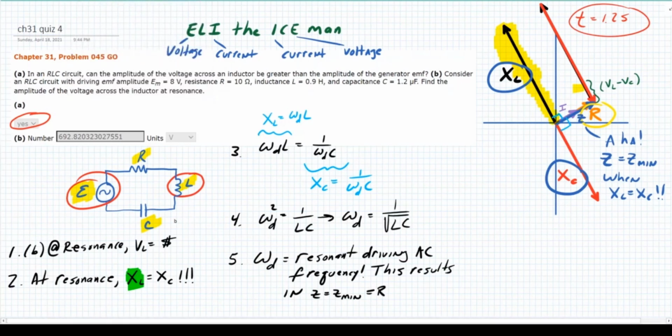Okay. Number 6. Oh, we're getting a number on this. So omega D equals 1 over the square root of L, which for me is 0.9 henry, times the capacitance, which is 1.2 e to the minus 6 farad. Whatever that is, let's put it into calculator memory location A.